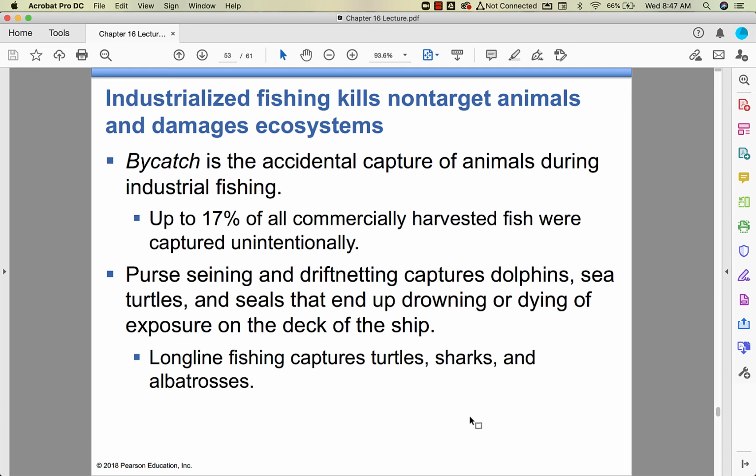And longline fishing is going to capture turtles, sharks, and albatrosses. Albatrosses are going to dive down, they're going to see it, and then they're going to get hooked and they're going to die.